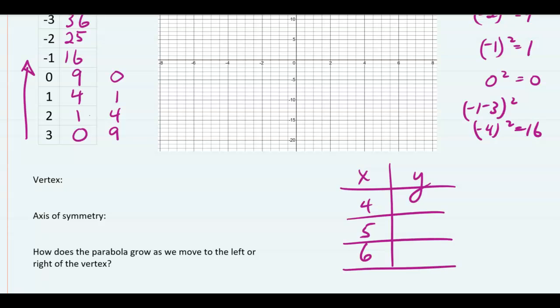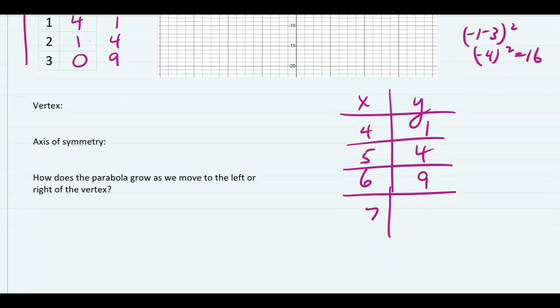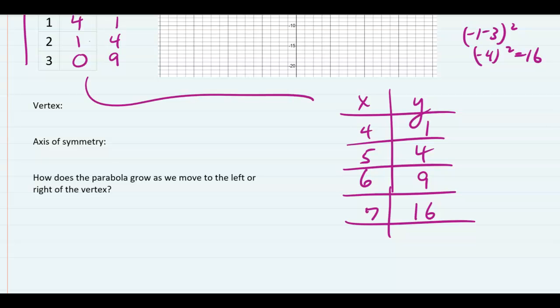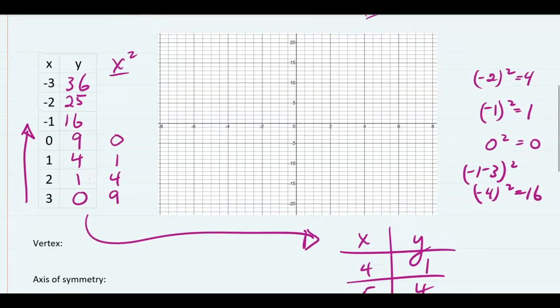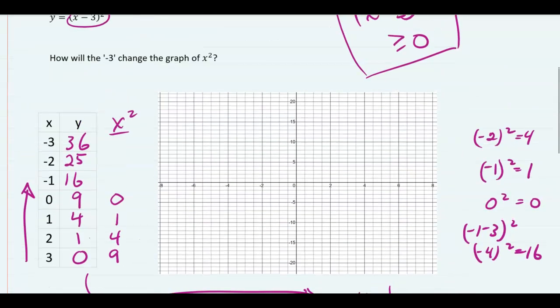If we put 4 in, we get 4 minus 3, which is 1 squared, which is 1. And if we put 5 in for x, we get 5 minus 3, which is 2, and 2 squared is 4. 1, 4, 9. It's got to be 9. And if we put 7 in, let's just check it one more time. 7 minus 3 is 4. 4 squared is 16. Aha, it's the same bunch of numbers, isn't it? But it's shifted. And the shift appears to be related to that minus 3, doesn't it?